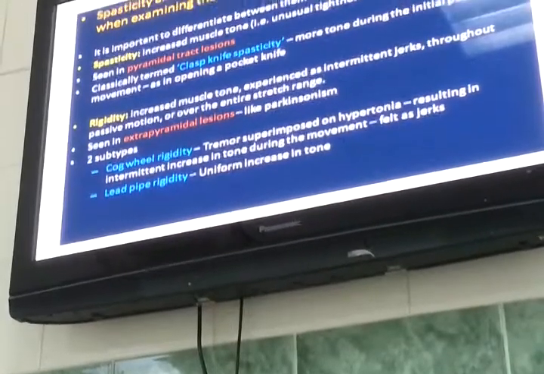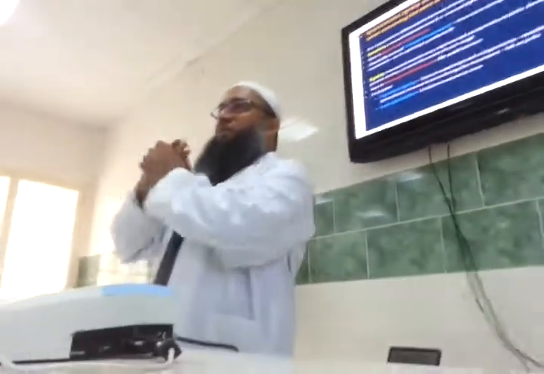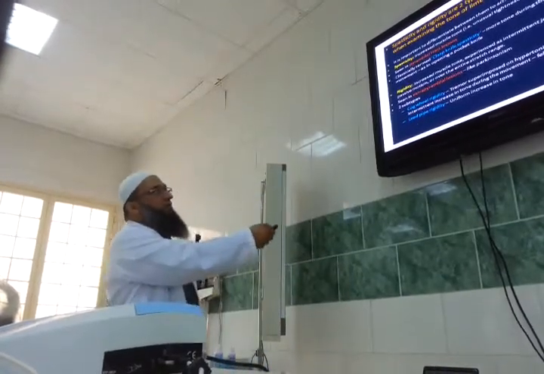Now what happens in cogwheel rigidity? When you try to examine the tone, there is a jerky movement. You feel a jerky movement. Tone is increased, and there is also an intermittent jerk as well. This is called cogwheel rigidity.